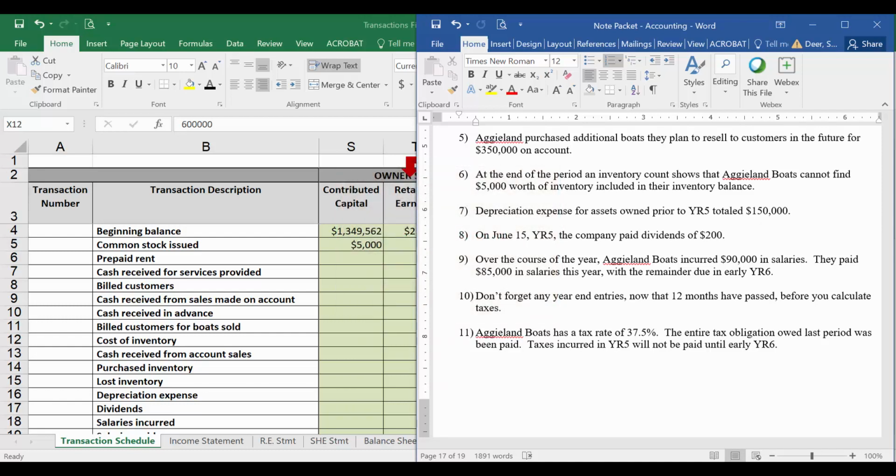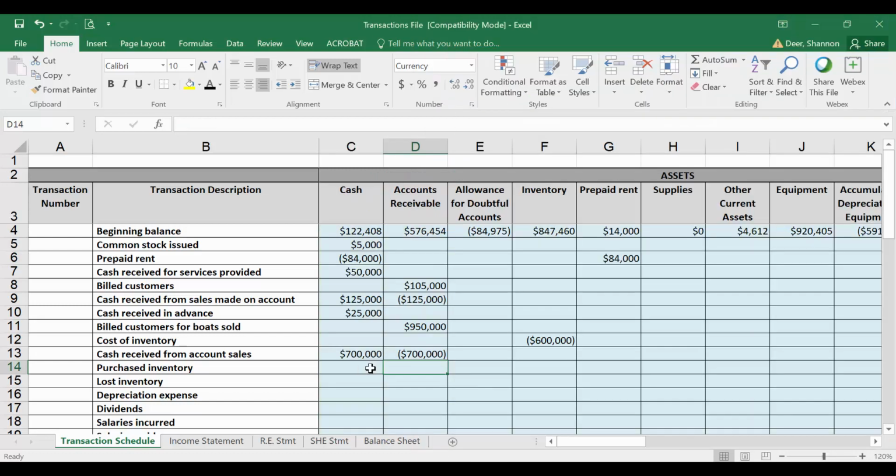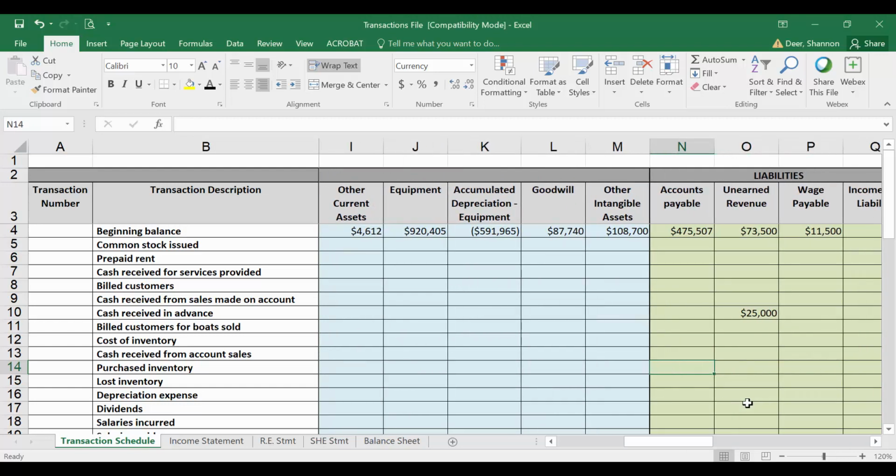Welcome back. All right, Aggieland purchased additional boats. Since these boats are boats we plan to resell to customers, these boats are inventory for us. Here, we want to record the inventory that the company purchased, those boats it's purchasing for resale, of $350,000. We made that purchase on account, so we owe somebody money, so we're going to have to record a liability. Since this was specifically for the purchase of inventory, we're going to record that liability as accounts payable. So we put $350,000 in accounts payable.